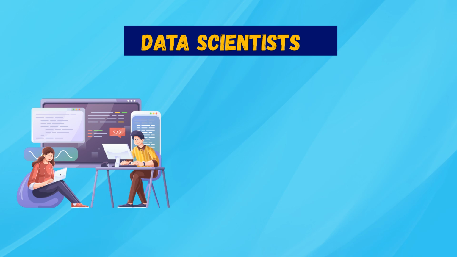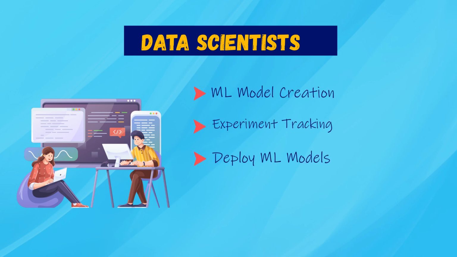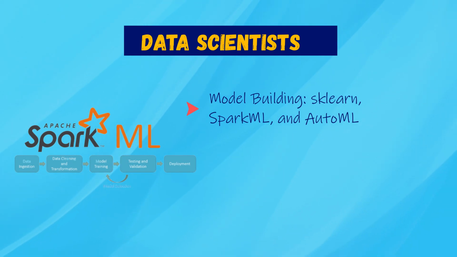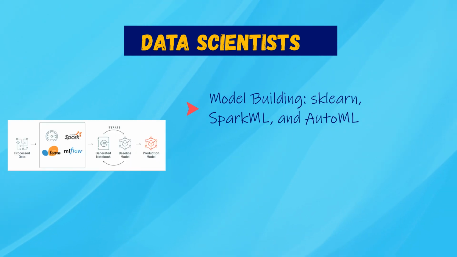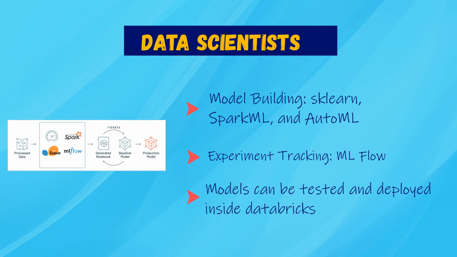Data scientists can use Databricks to build machine learning models, track experiments, and deploy to production. Model building is done through machine learning libraries such as sklearn, SparkML, or even using AutoML. Experiment tracking and model deployment can be done through MLflow. Models can be tested, versioned, and deployed, all in Databricks.